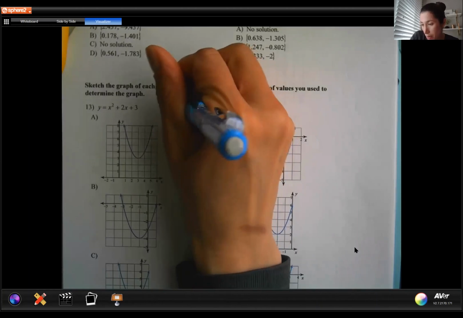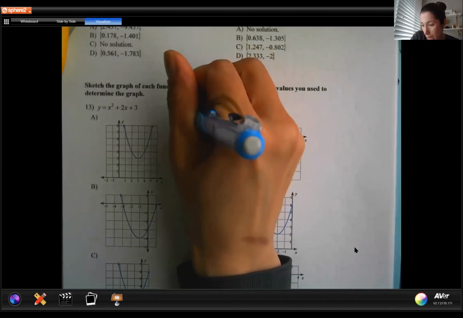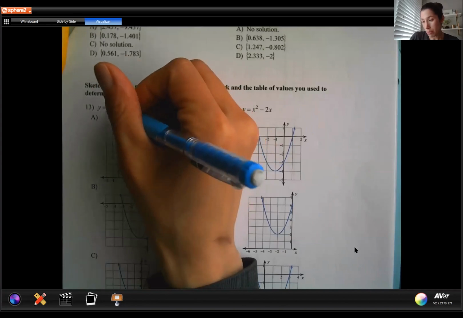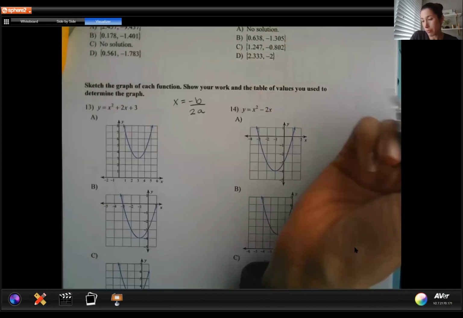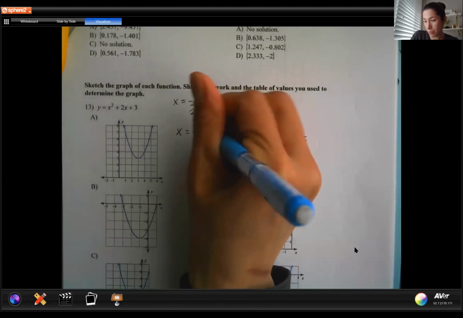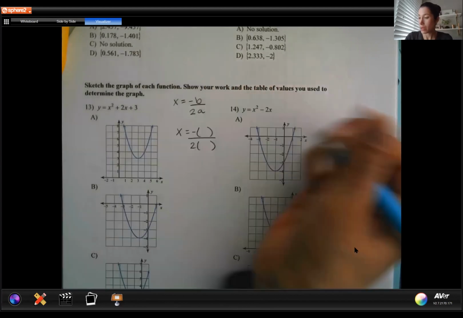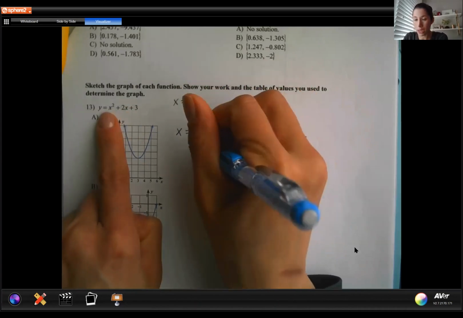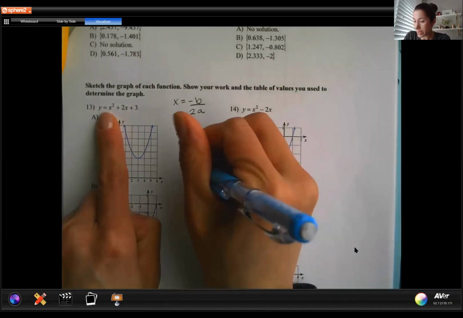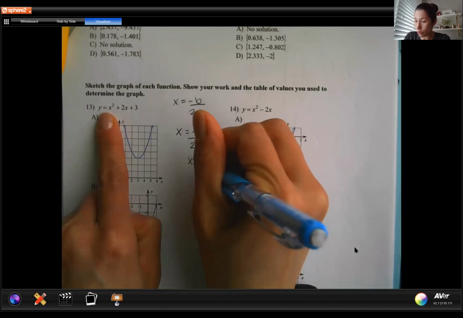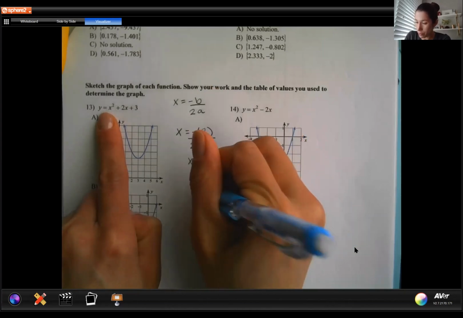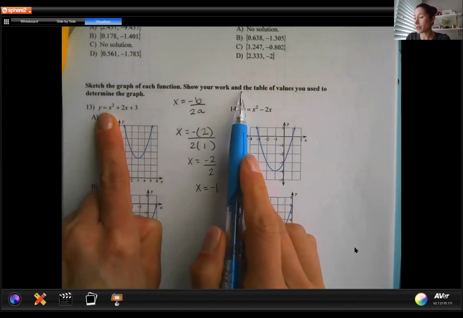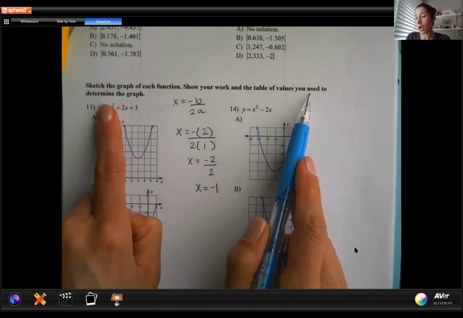So remember, the axis of symmetry is negative b over 2a. So in this problem, a is 1, b is 2, and c is 3. So I'll put my b value here, that's 2, and my a value 1 here. So that's x equals negative 2 over positive 2. And it does say to show your work and the table of values used to determine the graph.